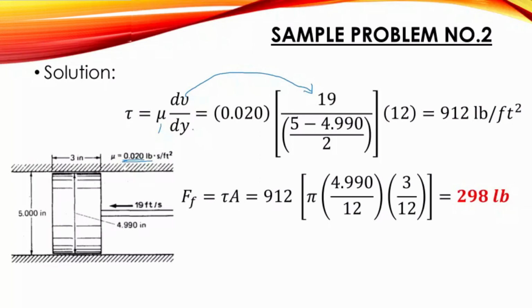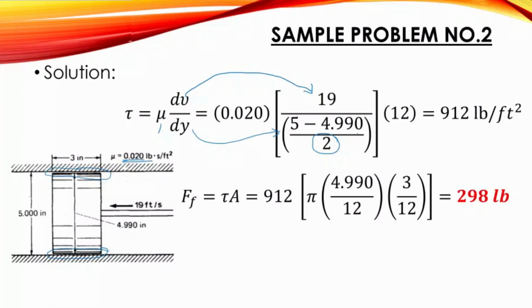Then dy is the displacement. Okay, displacement or yung gap. Okay, ito yung gap between the piston and the surface. That's why it has 5 minus 4.990. So baka nagtaka kayo, why is it that it is divide 2? So divide 2 yan, guys, because you have two sides for that gap. Okay, so divide 2 talaga dapat yan siya.